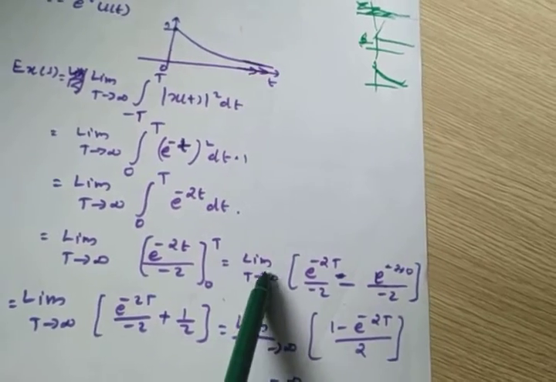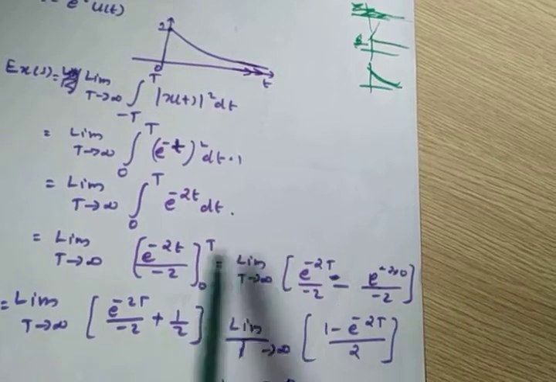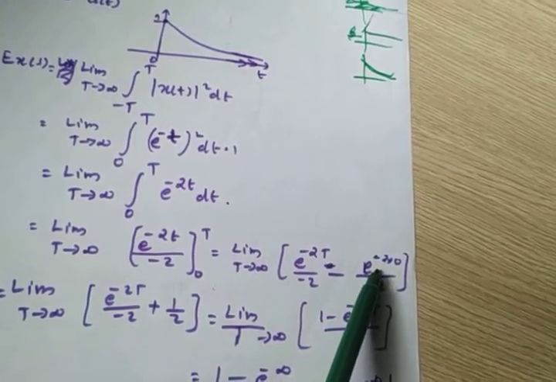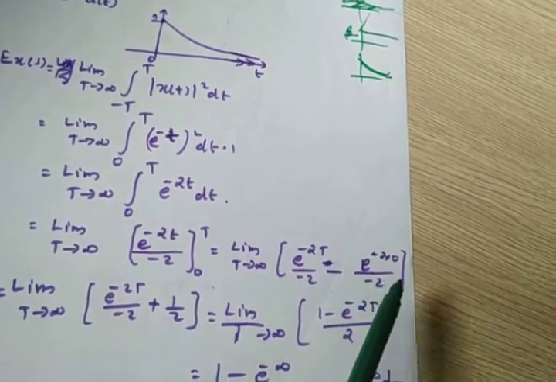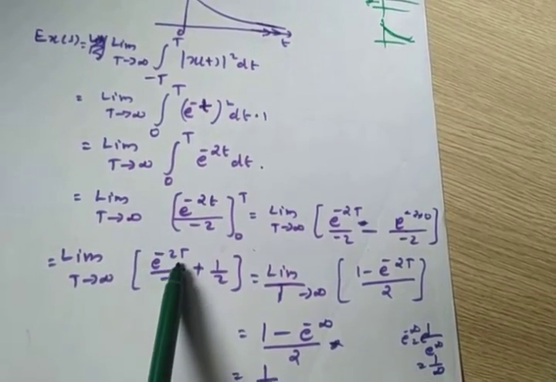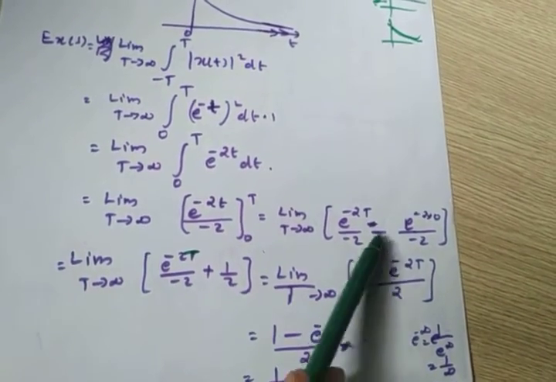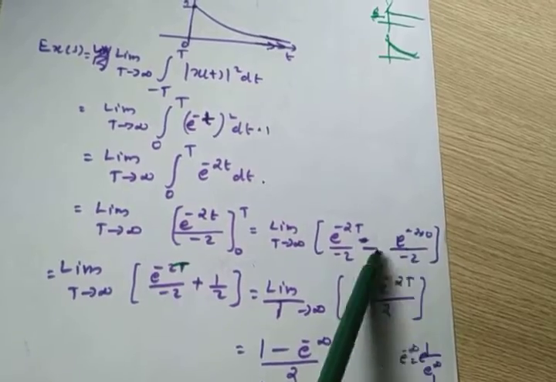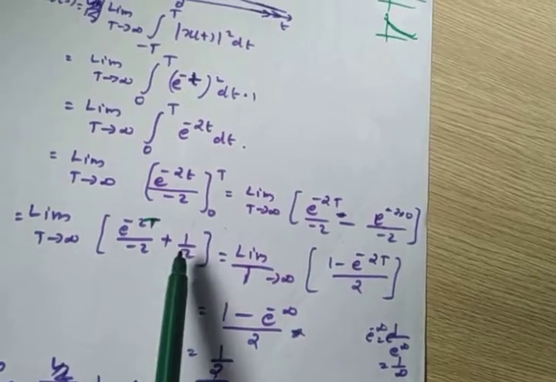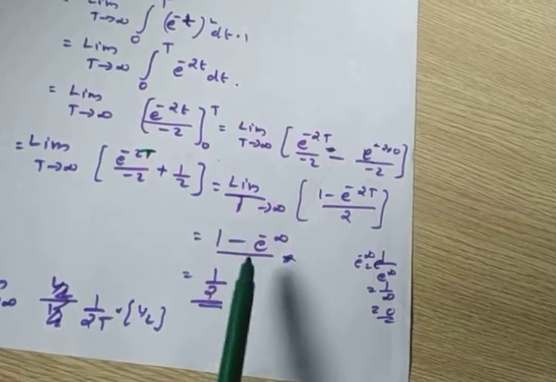So limit T tends to infinity, apply the upper limit and lower limit. So e raised to minus 2T, instead of t capital T, e raised to minus 2T by minus 2, minus e raised to minus 2 into 0, the lower limit is 0, by minus 2. Rearranging this: limit T tends to infinity, e raised to minus 2 capital T by minus 2, this minus minus becomes plus, e raised to 0 is 1, so plus 1 by 2. Rearrange this and you will get 1 minus e raised to minus 2T by 2. You just change this sign.